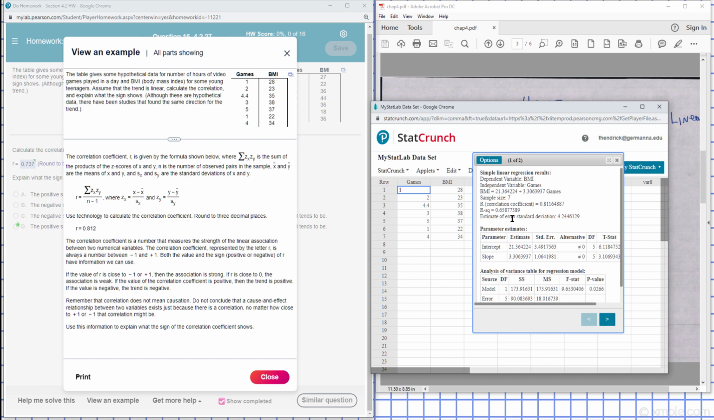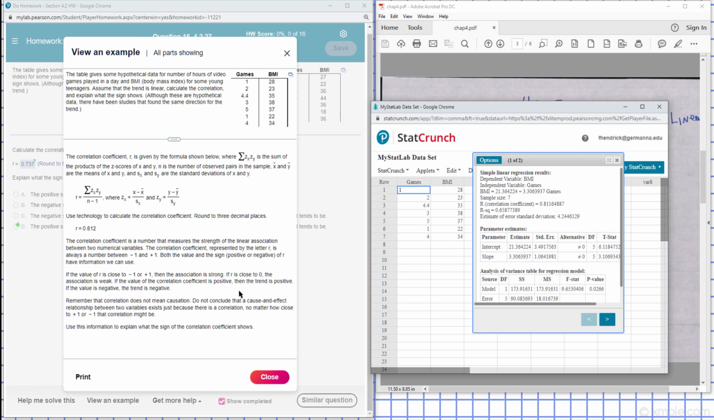And this is case R. Here it's 0.81, so it's positive here. The correlation coefficient is the number that measures the strength of the linear association between the variables. It's always a number between -1 and 1. If it's close to -1 or 1, the association is strong. Close to 0, the association is weak.